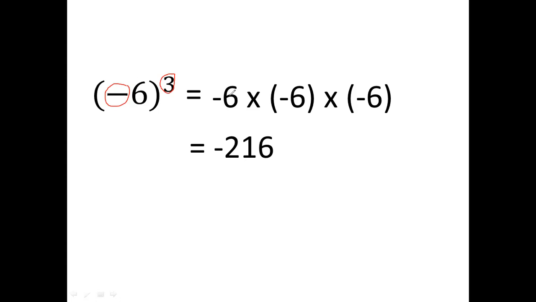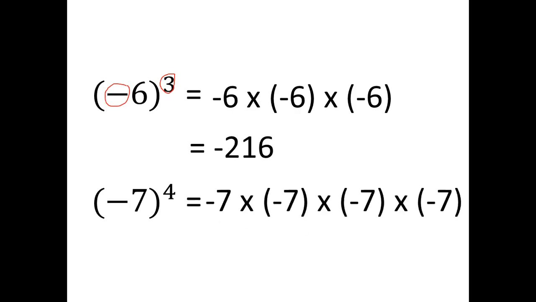Okay, so as the example shows, you have there negative 6 to the power of 3 equals the value negative 216. Now going next, here, negative 7 raised to the power of 4. It is just the same as negative 7 times negative 7, multiplying the same number repeatedly. So negative 7 times negative 7 times negative 7 times negative 7. So that is negative 7 raised to the power of 4.